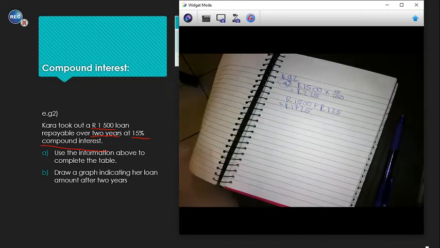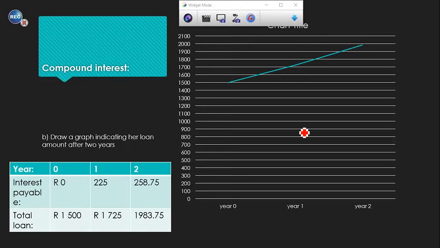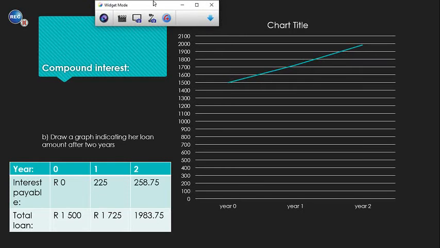So draw a graph indicating her loan amount after 2 years. So if we go on, I'll show you again. Once again, I've drawn it for you already. So now what you'll see is basically that it looks like a straight line still. So what we need to remember is in the long run, it's not going to end up looking like a straight line. But in this case, it is because it was a very short time period that we actually calculated. So I'm going to quickly show you another example.